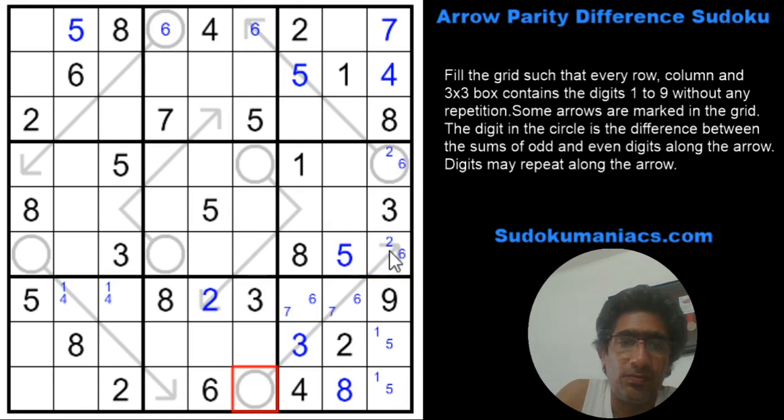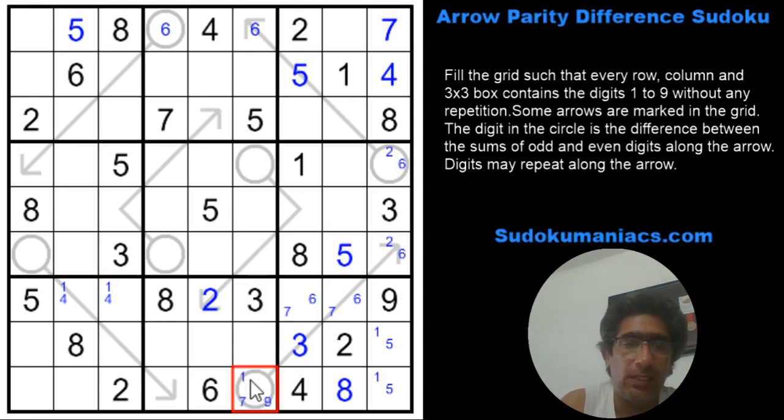Now, how do we utilize this? We have a 2 6 here, 6 7 and 3. Let's see what are the possibilities for this cell. I can have a 9. Yes, I can. 8 is not possible. 7 is possible. 6, 5, 4, 3, 2, 1. All right.